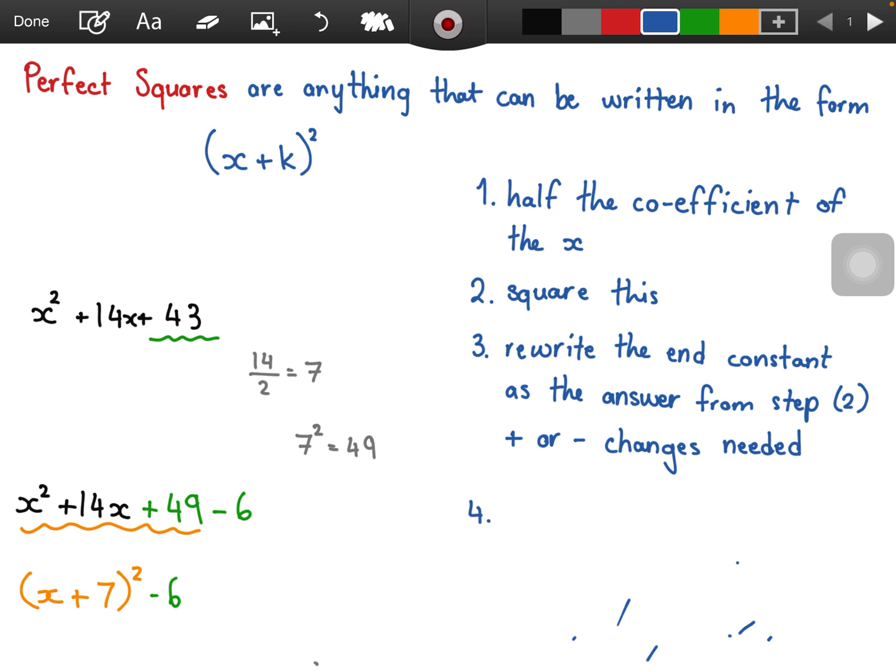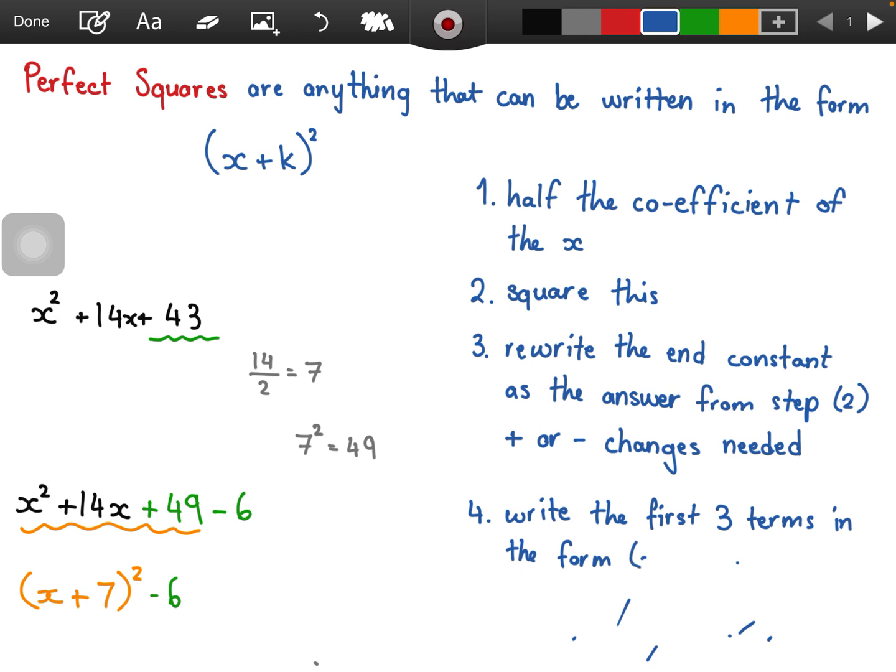And then step 4 is going to be write the first quadratic there as something being squared. So write the first 3 terms as something being squared and just carry down that plus or minus that you had from the end. So we're going to write the first 3 terms in the form x plus k, being squared. So k is just representing something, and carry down the constant added or subtracted.